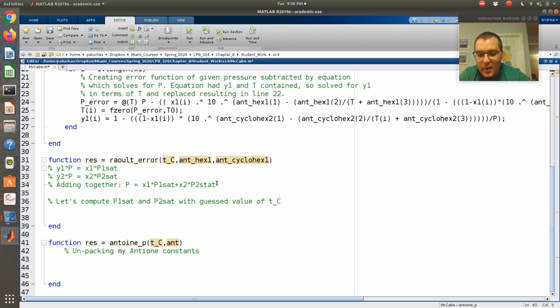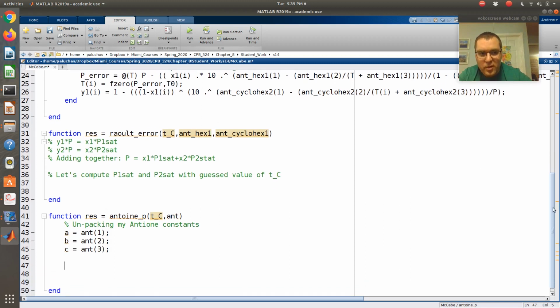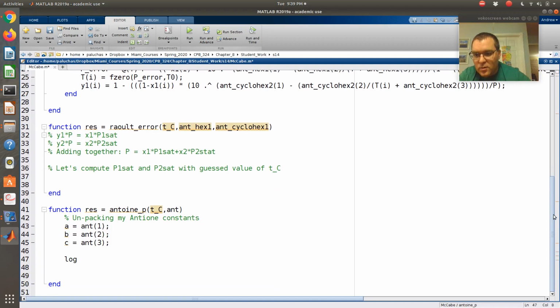So I'm going to unpack. So let's just do A is ant1. Okay. So unpacking is something that's not necessary, but again, I like unpacking when I have vectors like this, because it allows me to write my final expression in a form that I'm more accustomed to. Okay, so log p.